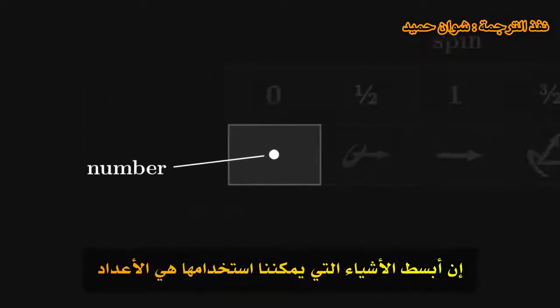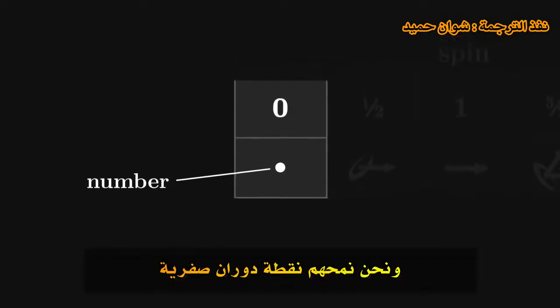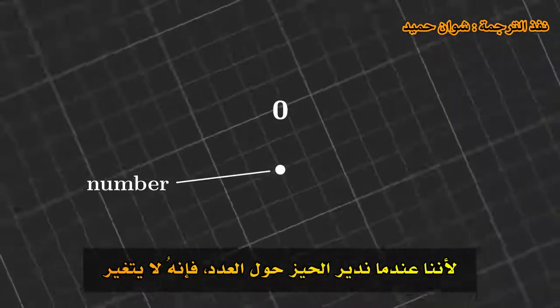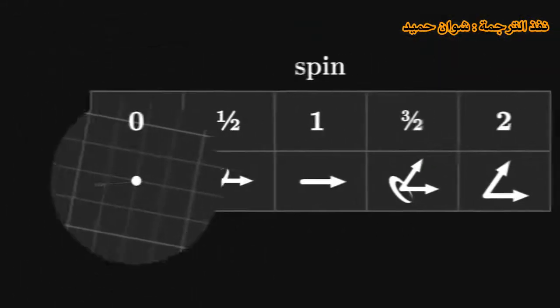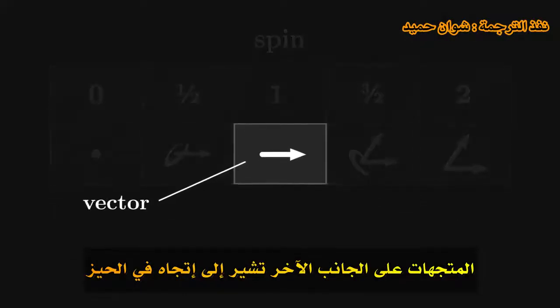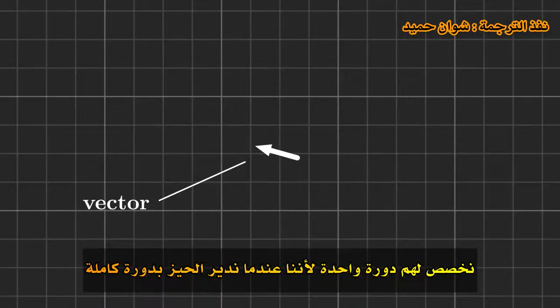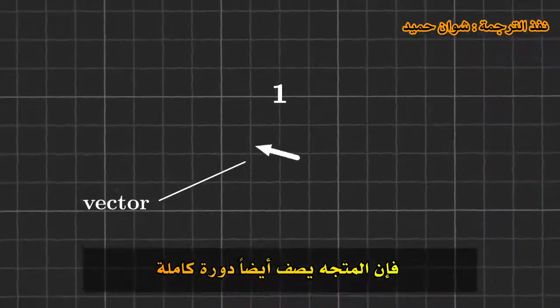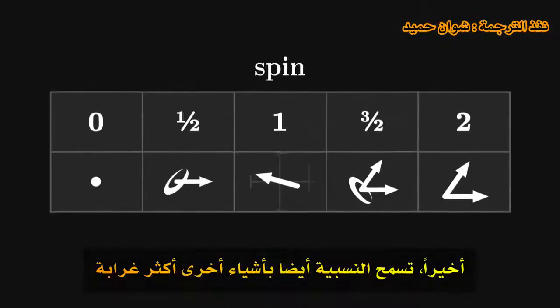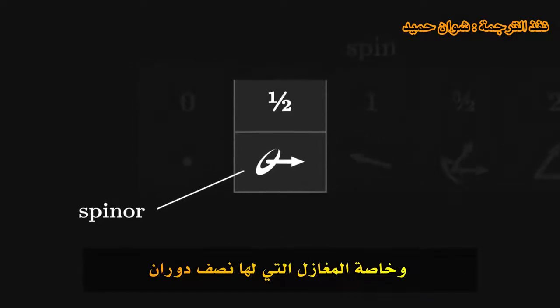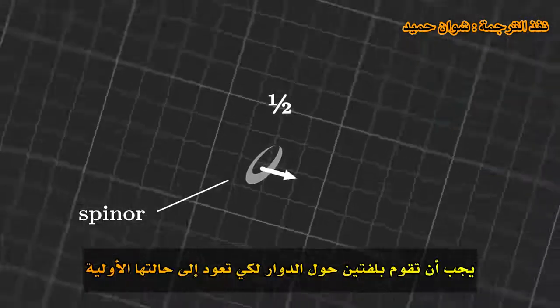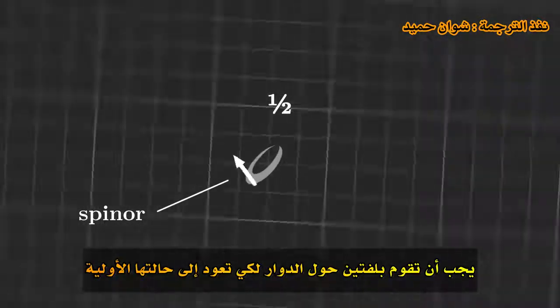The simplest objects that we can use are numbers. We give them spin 0 because when we rotate space around a number, it does not vary. Vectors, on the other hand, indicate a direction in space. Their appearance depends on the orientation in which they are observed. We assign them spin 1 because when we rotate space by a full turn, a vector also describes a full turn. Finally, relativity also allows other more exotic objects, and in particular spinors, which have spin 1/2. You have to make 2 turns around a spinor for it to come back to its initial state.